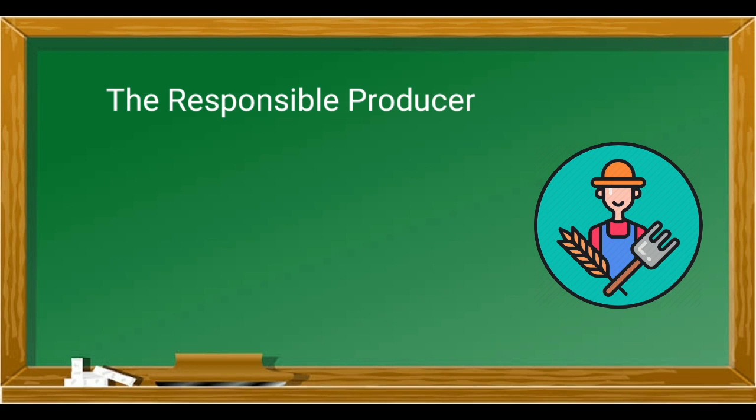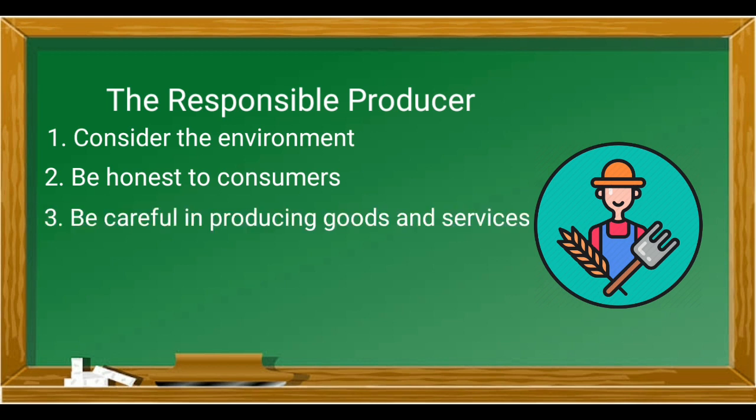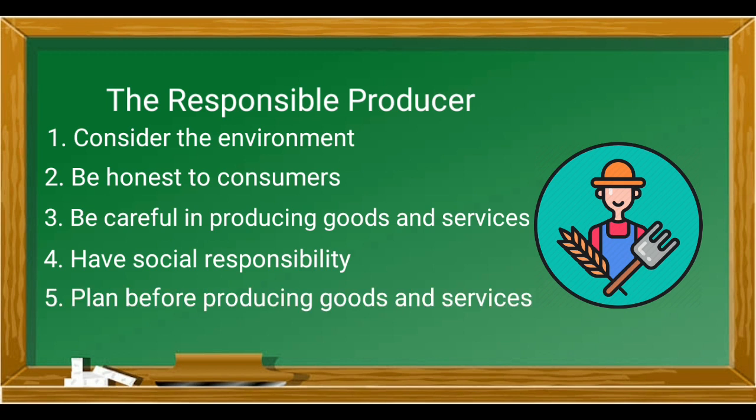So let's have a recap. Everybody read with me. Number 1, consider the environment. Number 2, be honest to consumers. Number 3, be careful in producing goods and services. Number 4, have social responsibility. Number 5, plan before producing goods and services. And number 6, use resources effectively. Good job!